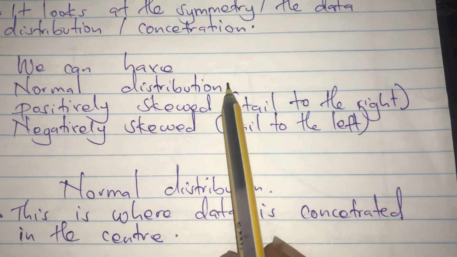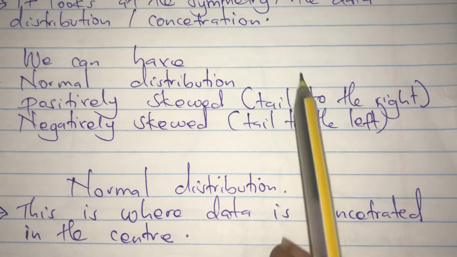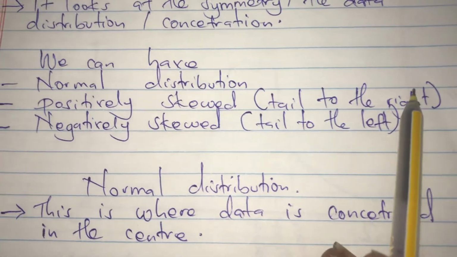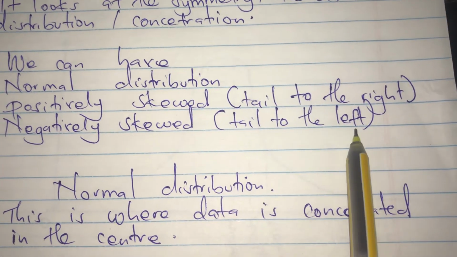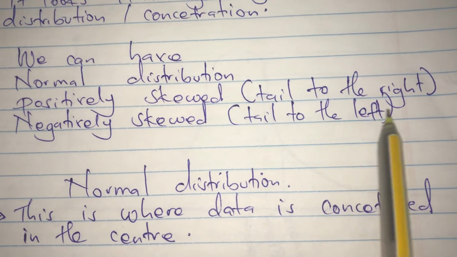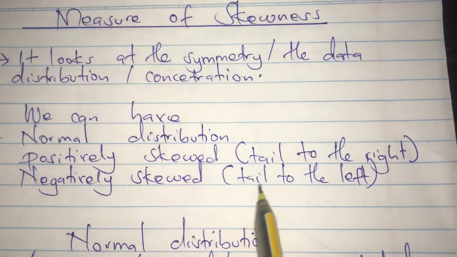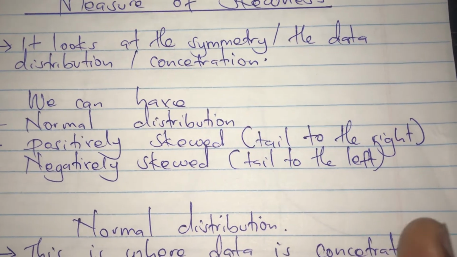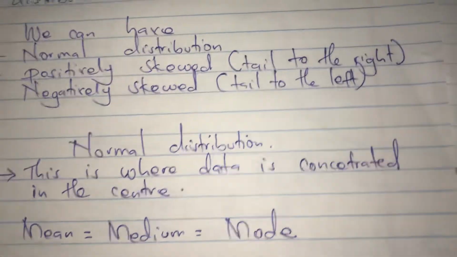We can have positively skewed, or tail to the right, which is a positive distribution of data. Then negatively skewed, or tail to the left, which is also known as a negative distribution of data. So skewness can be in three forms: normal, positive, and then negative. So let's start with the normal distribution of data.